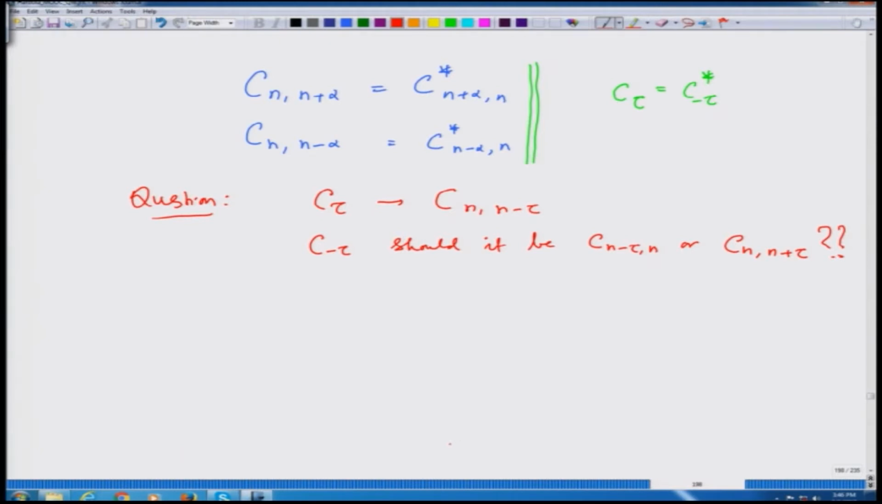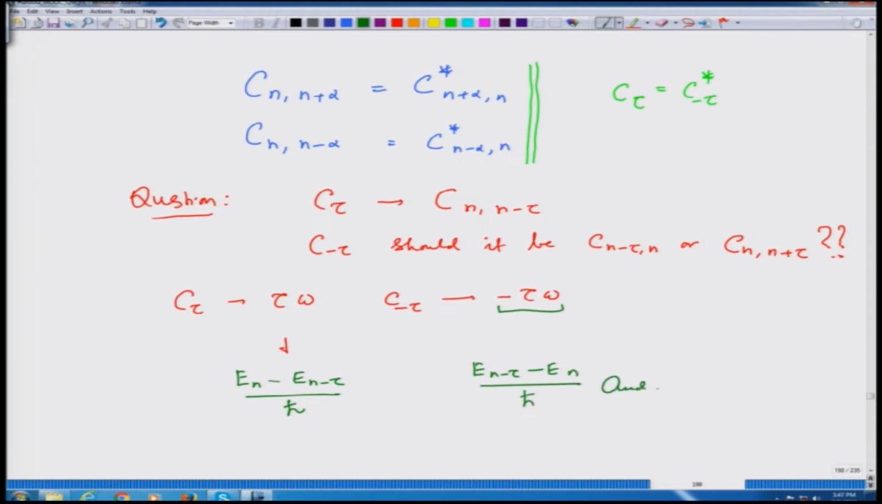And the reason for this is as follows. Recall that C tau corresponds to the frequency tau omega, and C minus tau corresponds to the frequency minus tau omega. And tau omega quantum mechanically goes to (E n minus E n minus tau) divided by h cross. Correspondingly, minus tau omega would go to (E n minus tau minus E n) divided by h cross, and not (E n minus E n plus tau) divided by h cross. It does not go to this. And therefore, the correct coefficient for the negative tau quantum mechanically would be E n minus tau minus E n, and the corresponding coefficient C would be C n minus tau n, and not C n n plus tau. So, this has been done very carefully and everything is consistent.